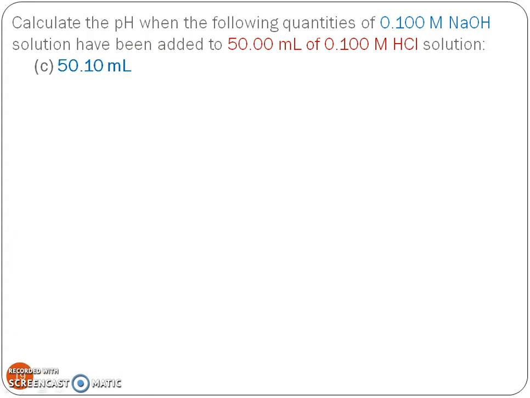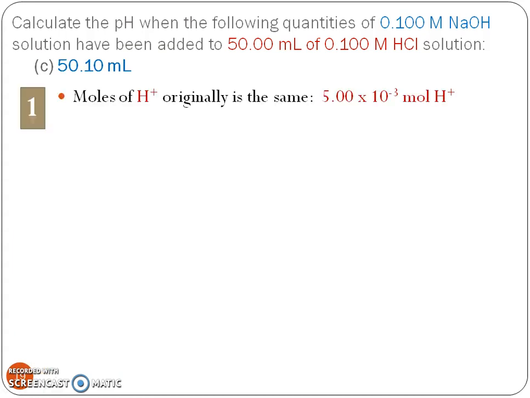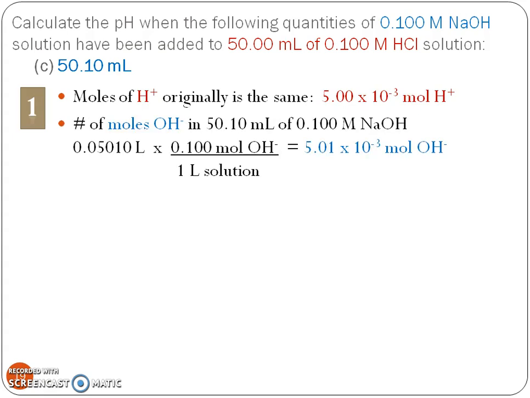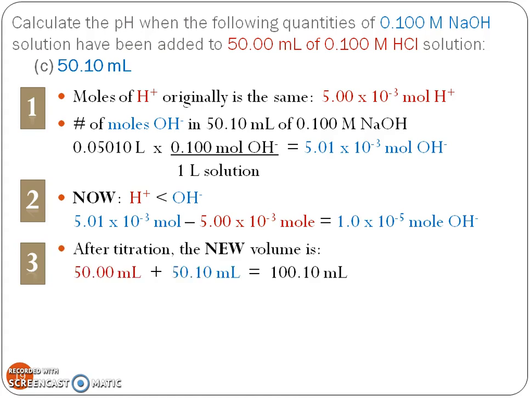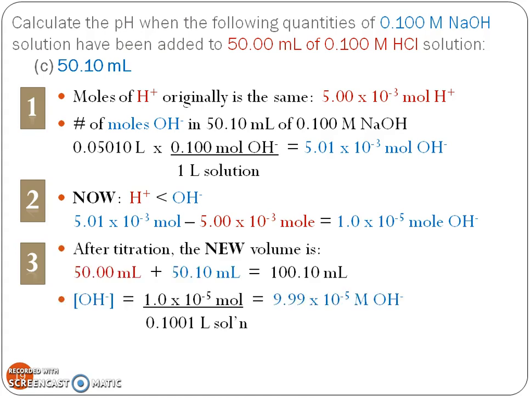So part C, here we go. Part 1, right? Comparing the moles. Moles of H is the same. Moles of OH is now slightly higher. Uh-oh. So part 2, H plus is less than the OH minus. By how much? Well, now we have 1 times 10 to the negative 5 moles of the OH, but we still need to figure out that new concentration of the OH minus. So again, new volume, and now our concentration is that many moles divided by that whole total volume of both the acid and the base.